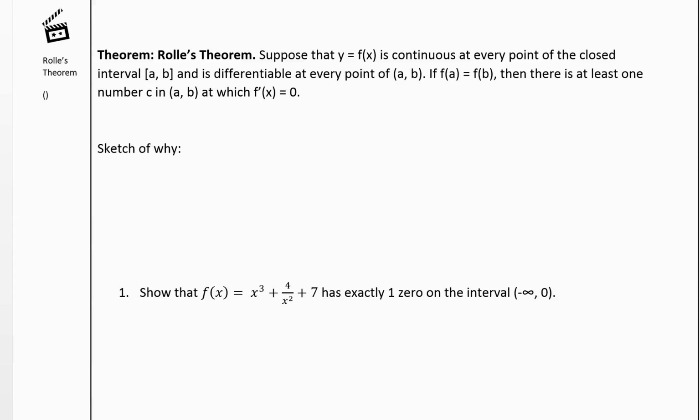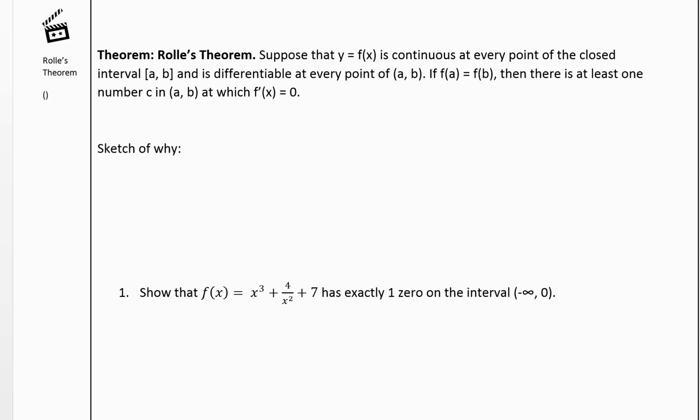Okay, we're going to learn about a pretty abstract theorem here. It's called Rolle's theorem. Rolle's theorem says, suppose that y equals f of x is continuous at every point on the closed interval from a to b, and is differentiable at every point of a to b. If f of a equals f of b, then there is at least one number c in a to b at which f prime of x equals 0.